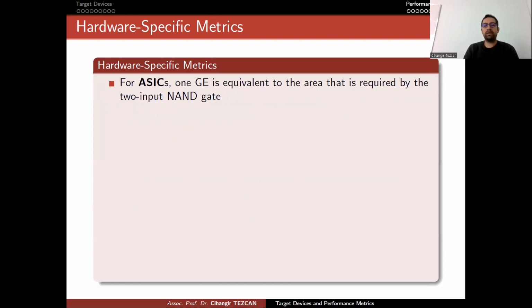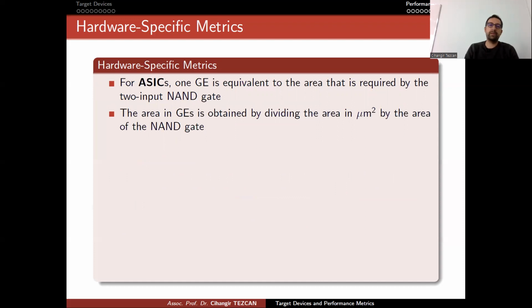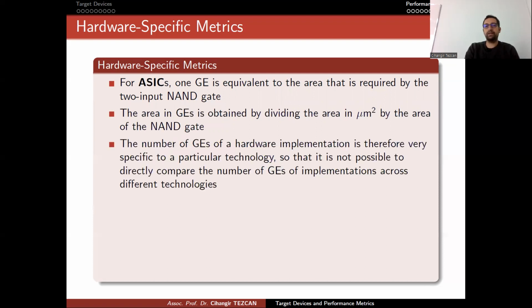For ASICs, one gate equivalent is equivalent to the area that is required by a two-input NAND gate. So this is how they measure the GEs. The area in GEs is obtained by dividing the area in nanometer squares by the area of the NAND gate.